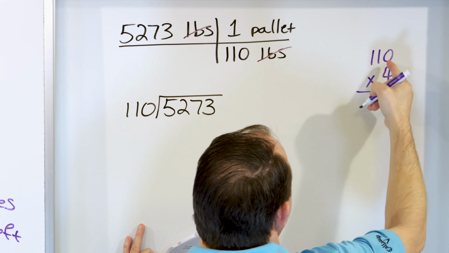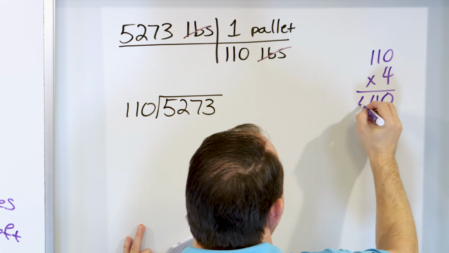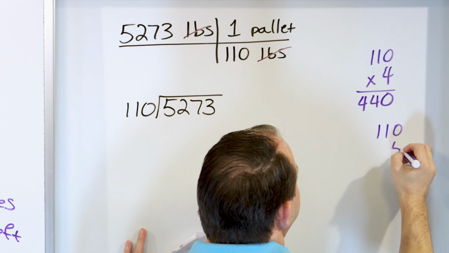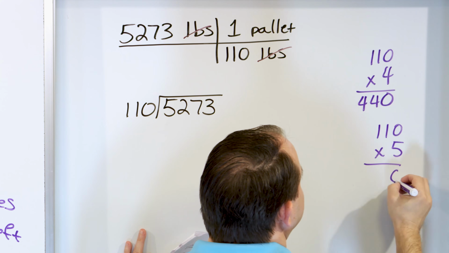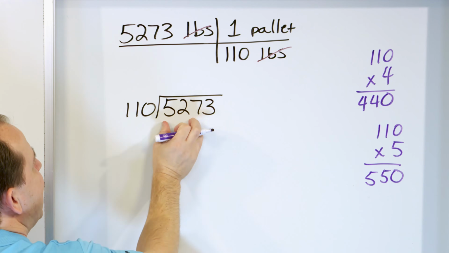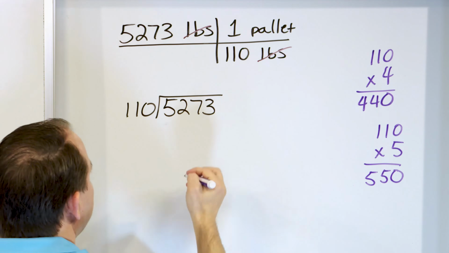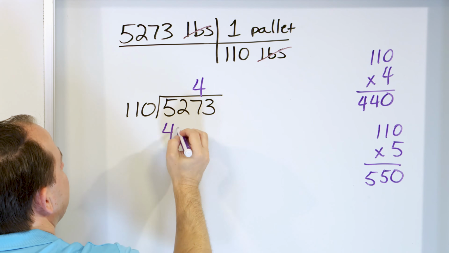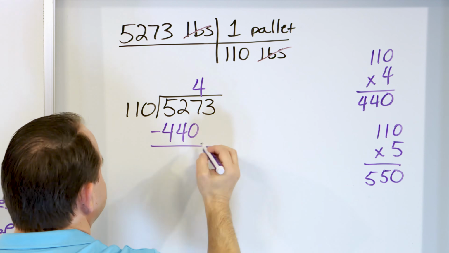0 times 4 is 0. 4 times 1 is 4. 4 times 1 is 4. 440. I'm still not sure, so I'll take it times 5. 5 times 0 is 0. 5 times 1 is 5. 5 times 1 is 5. 550. That's too big. So it can't be times 5. Has to be times 4, which is, when we multiply, 440.